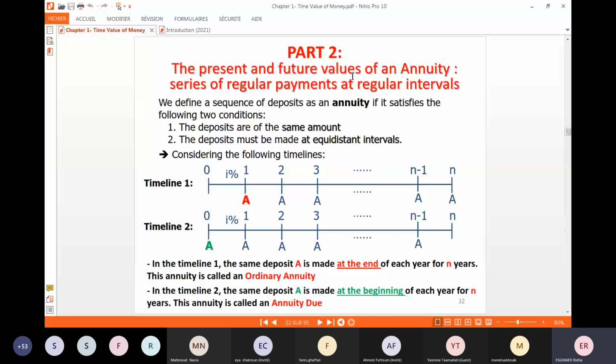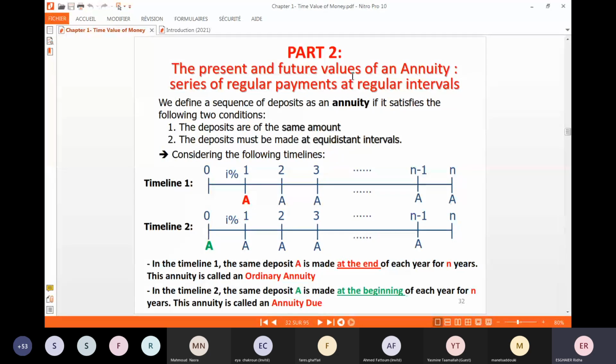at equidistant intervals. For example, we will receive 100 1 year from now, another 100 2 years from now, another 100 3 years from now. When we will receive or we will pay the same amount at the end of each year, during n years, we call this an annuity.